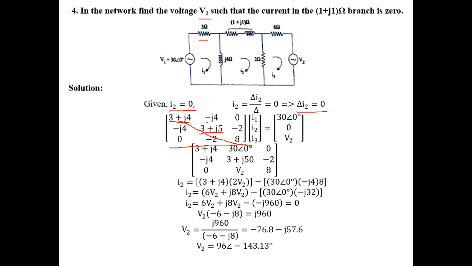Next we have to write the second element A12. Between 1, 2, A12, the value is minus j4. Then 1, 3. This is loop I1. This is I3.